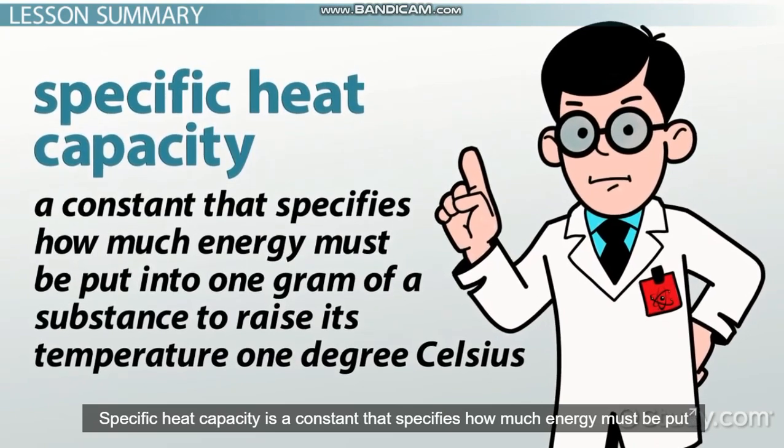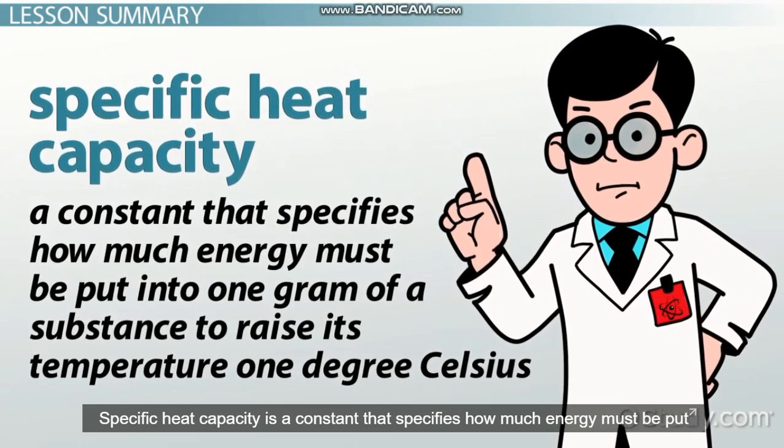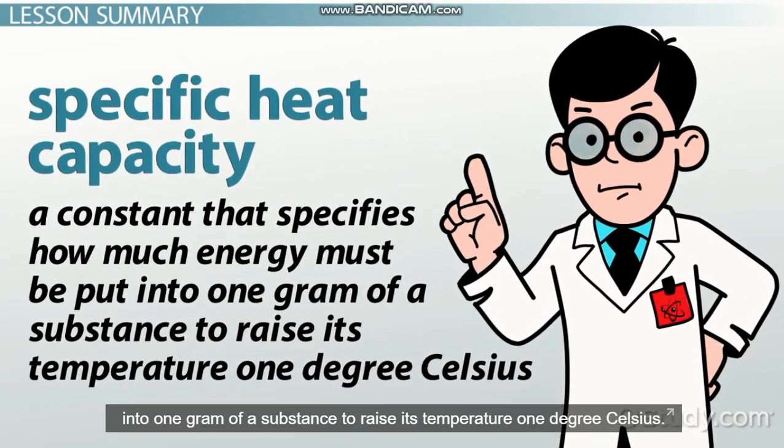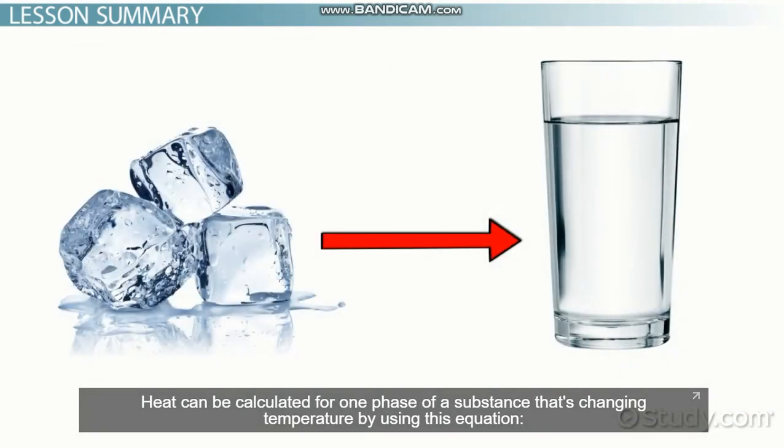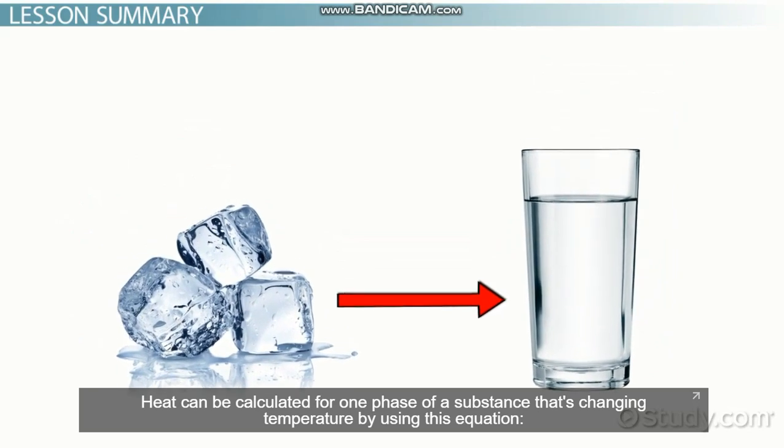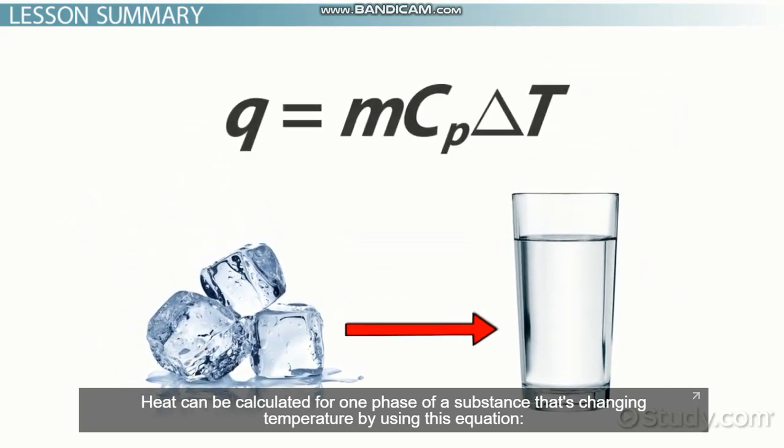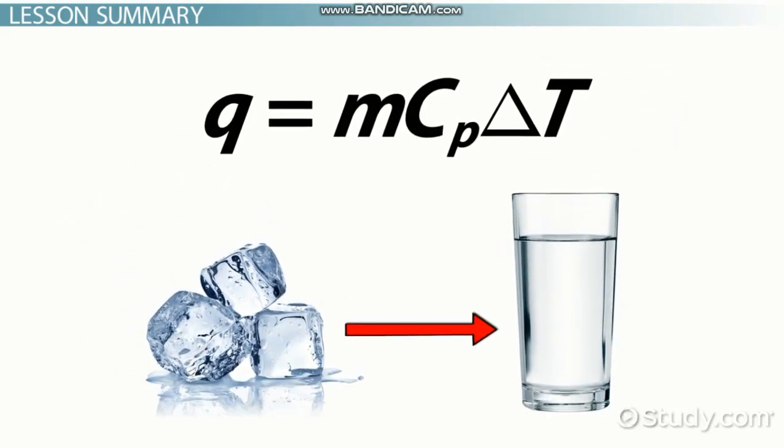Specific heat capacity is a constant that specifies how much energy must be put into 1 gram of a substance to raise its temperature 1 degree Celsius. Heat can be calculated for one phase of a substance that's changing temperature by using this equation. Q equals m c_p delta T.